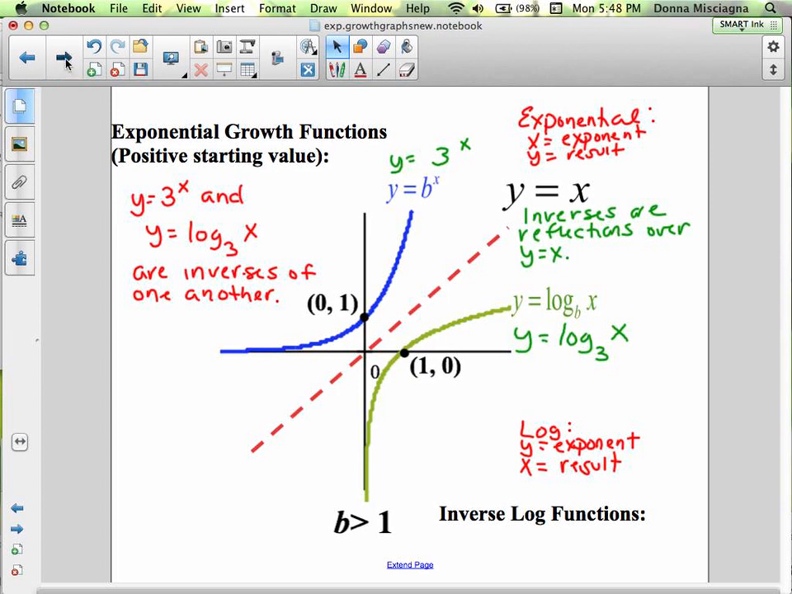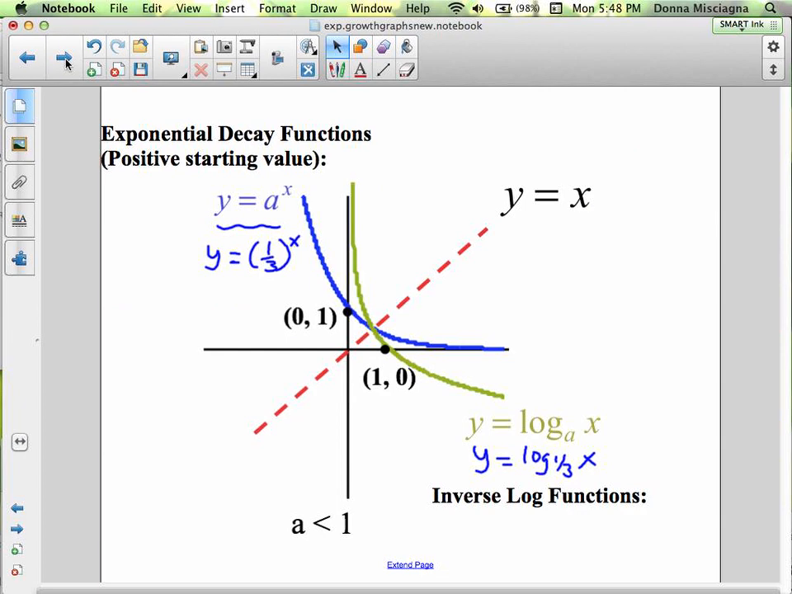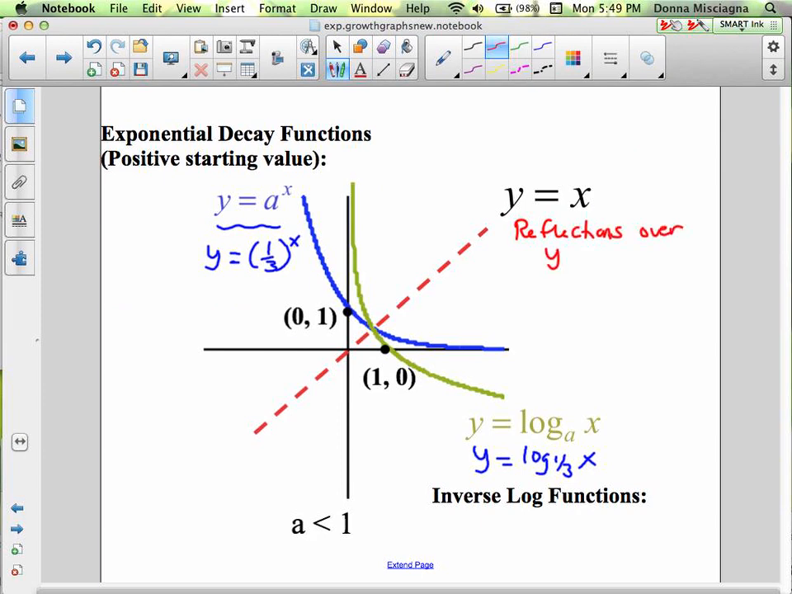All right, so now let's look at decay. Again, we have a positive starting value because we're above the x-axis. So now we have exponential decay, which decreases left to right. Let's say that this particular exponential decay function is y equals (1/3) to the x. Remember, decay has a base between 0 and 1. The inverse would be y equals log base 1/3 of x. So again, they are reflections over the line y equals x, and y equals (1/3) to the x and y equals log base 1/3 of x are also inverses.